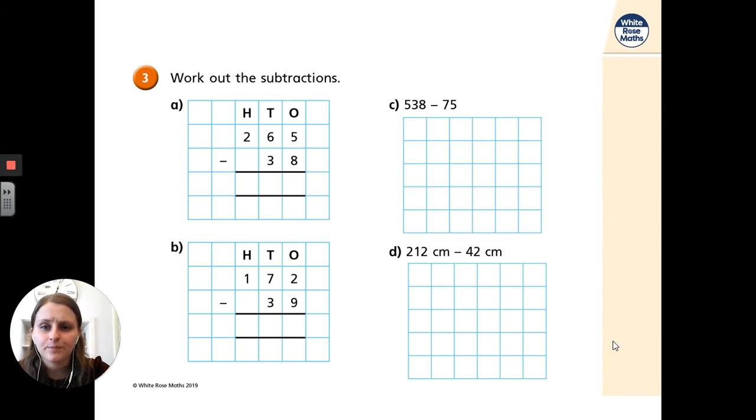For question 3, again, we're doing column subtractions. Be careful here. When you are setting this out, make sure your columns are all lined up properly, so it's nice and clear and your ones, your tens, and your hundreds are all in the same column so we don't get mixed up. Have a look and think carefully. Some of these may be exchanging from a 10 to the ones. Some may be exchanging from the hundreds to the tens. Just be careful where you're crossing.